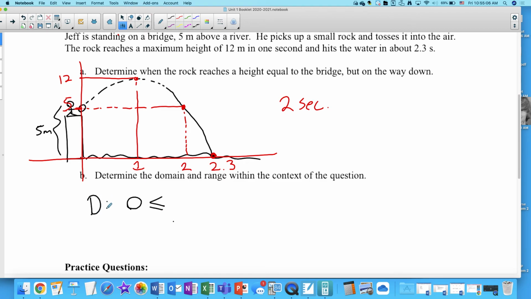Okay? And then let's talk about our height. What's the minimum height? What's the maximum height? 0 and 12, right. Okay? Questions with that so far?